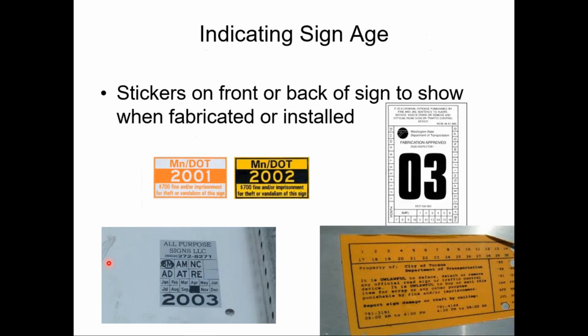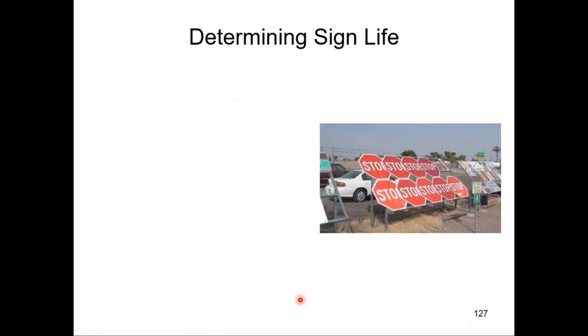And other agencies may put a sticker or something on the back or the front of the sign. It looks like with these methods, the inspector would need to pull over and stop and actually read these or look at the back of the sign to determine whether or not it needed to be replaced. A big question with this method is, how do you determine sign life?